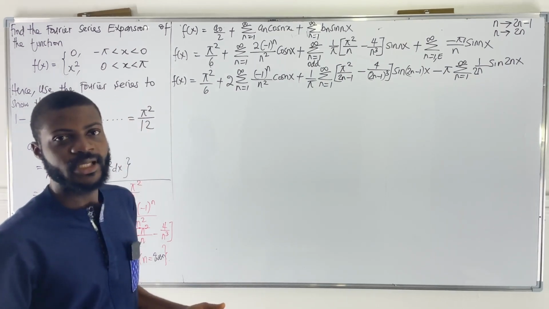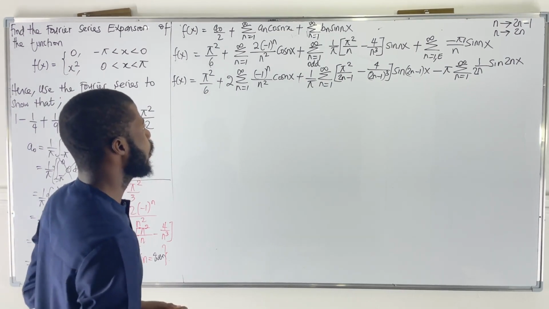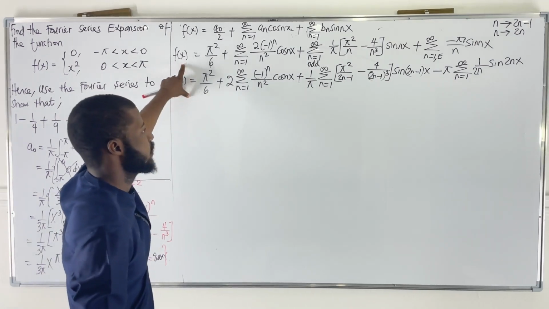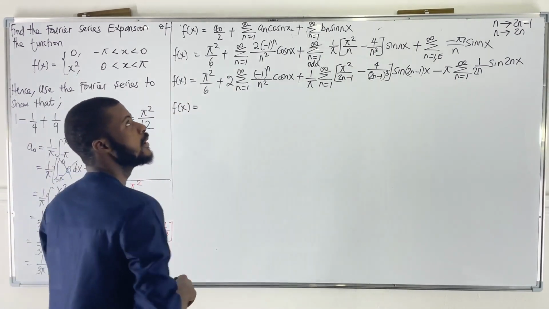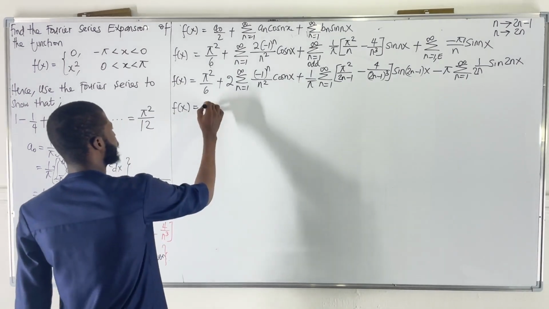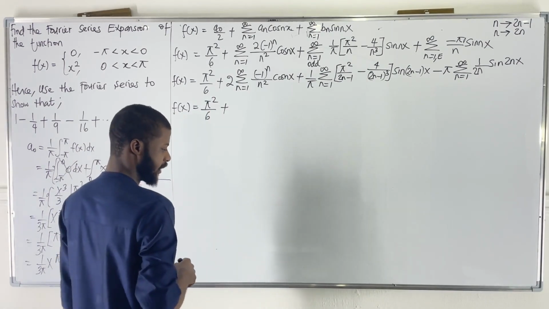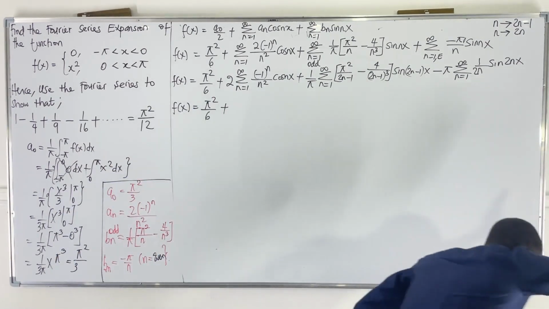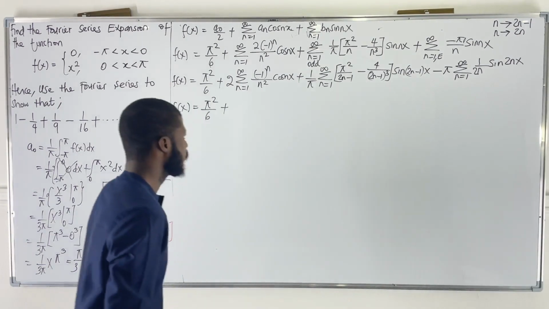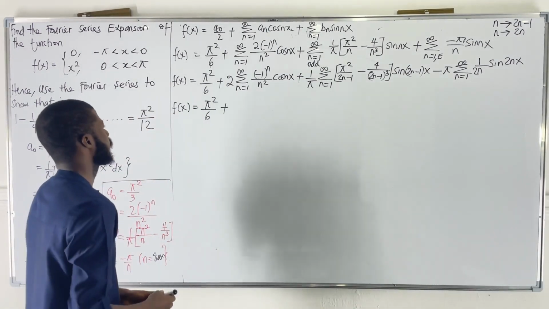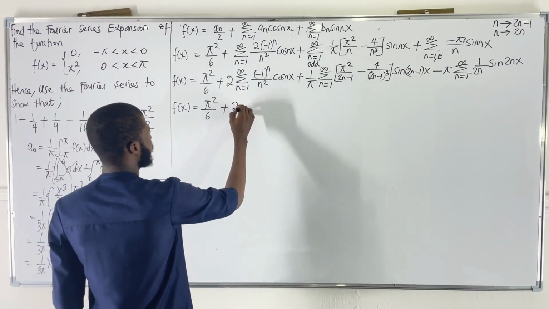But let us write some terms in our Fourier series. Okay, now you can decide to use either this or this to write your terms in the Fourier series. So f of x is equal to pi squared over 6, then plus, this is 2, and let's write some terms here.